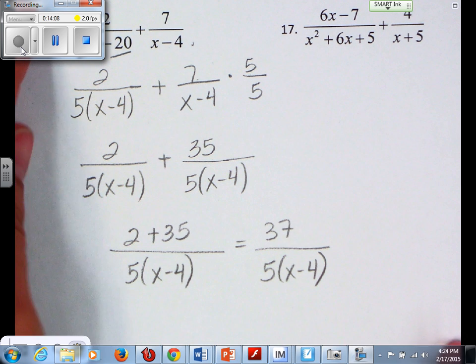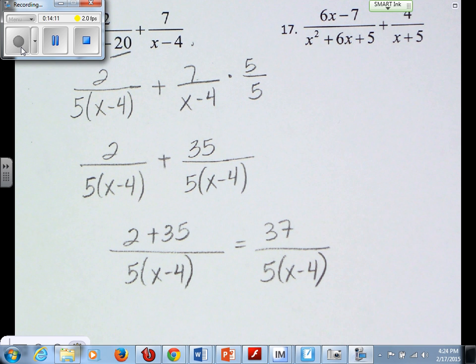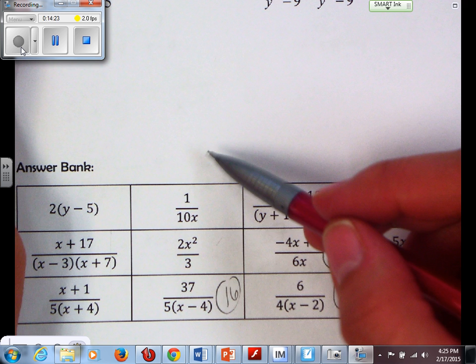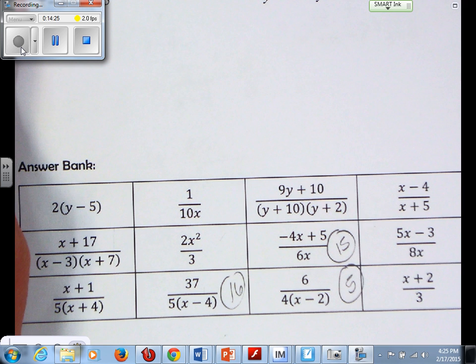Do you see that in your answer choices? And you do, it would be column 2, last row, right? So it would be 16.